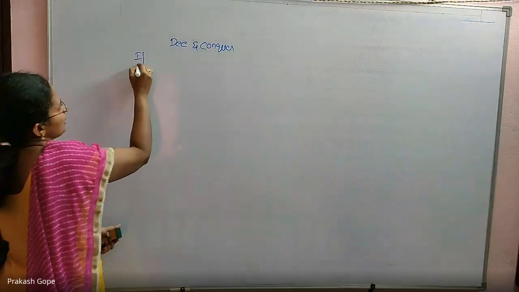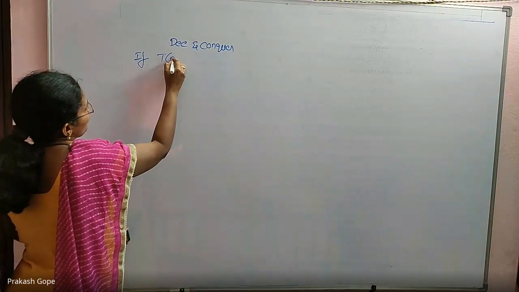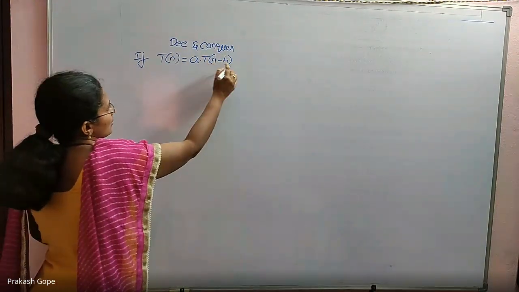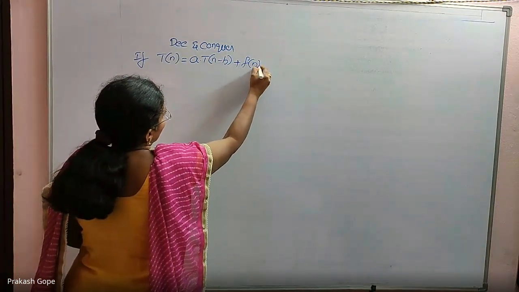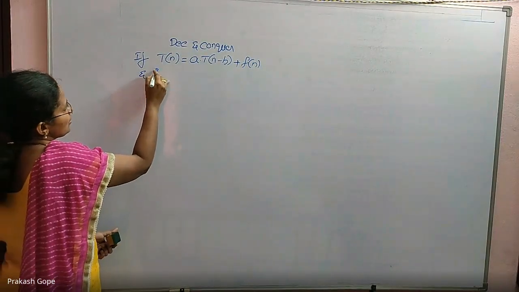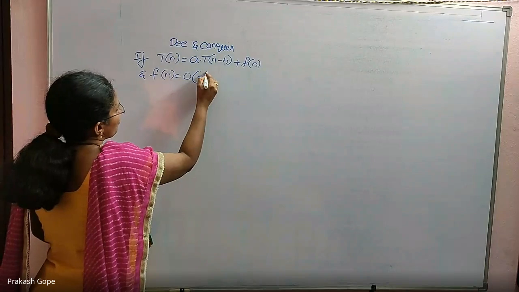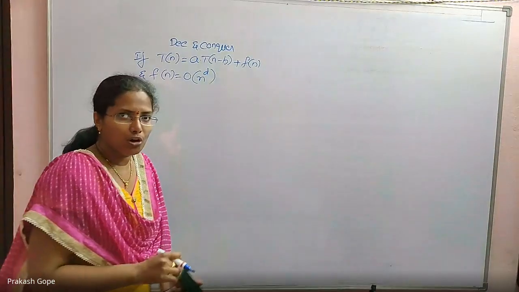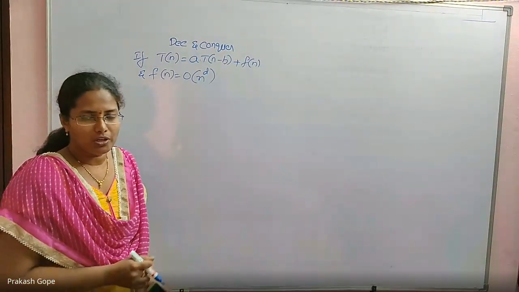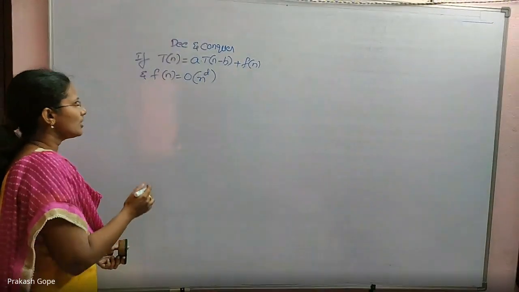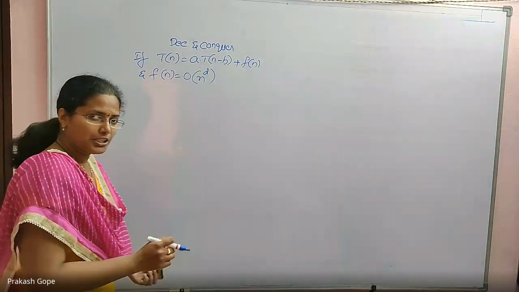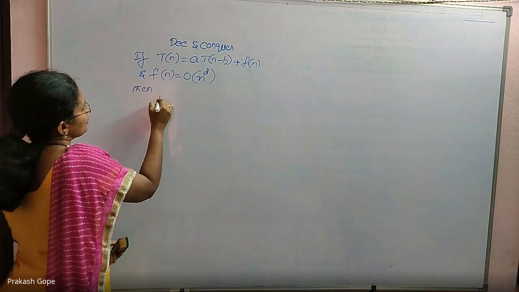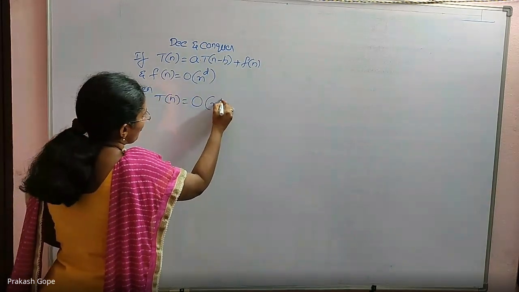Decrease and conquer case. If the relation is like this, T of n is equal to a into T of n minus b. This is minus, that's why it is decrease and conquer. Plus f of n format. And if this function is in the format of n power d, which means it is some constant into n power d, so if the f of n function is polynomial, then you can apply this theorem. Okay? Decrease and conquer case, Master's theorem. But if it is not in n power d format, which means it is not polynomial, then you have only the substitution method.